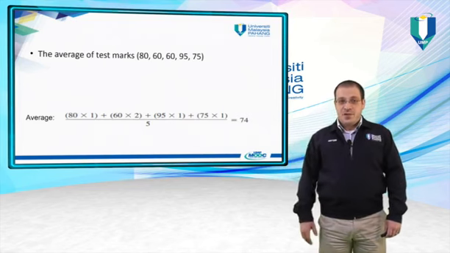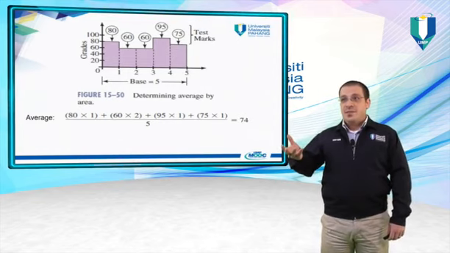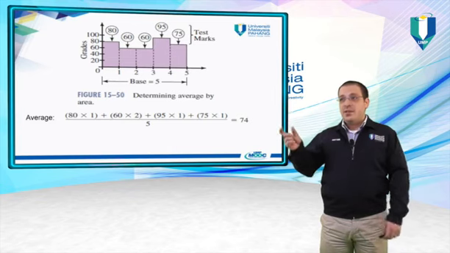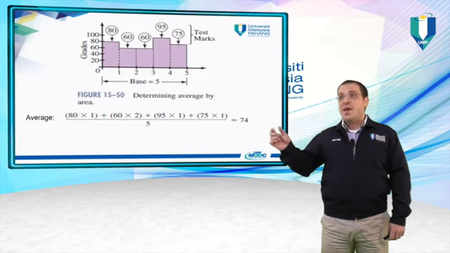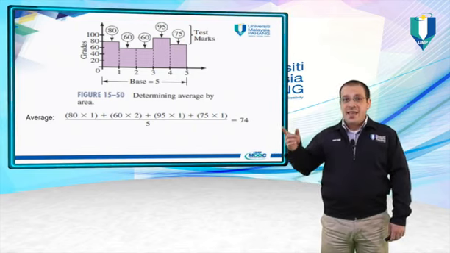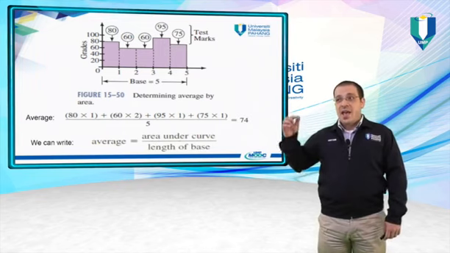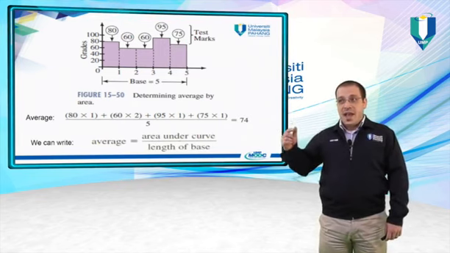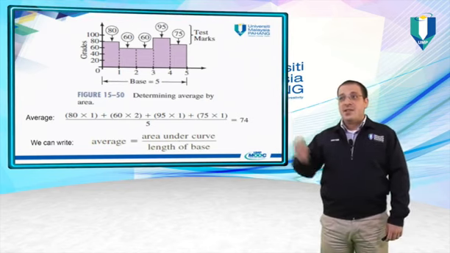which is the average. Now, if we try to plot this, we have 80 as one part of time, or one part of any unit, which we call the base. So we have one base for 80, two bases for 60, one base for 95, and one base for 75. In other words, the average can be represented as the area under the curve divided by the length of the base.